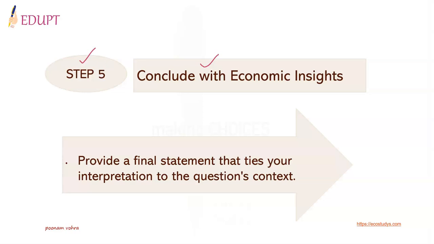Step 5. Conclude with economic insights. You need to provide a final statement that ties your interpretation to the question's context. Continuing with the same example of savings investment approach, you need to write, equilibrium occurs when planned savings equal planned investment. At this point, the economy is in balance. This ensures that all resources are optimally utilized and there is no unintended change in inventories or economic disequilibrium. Properly labeled graphs and clear analysis can very effectively illustrate this relationship.